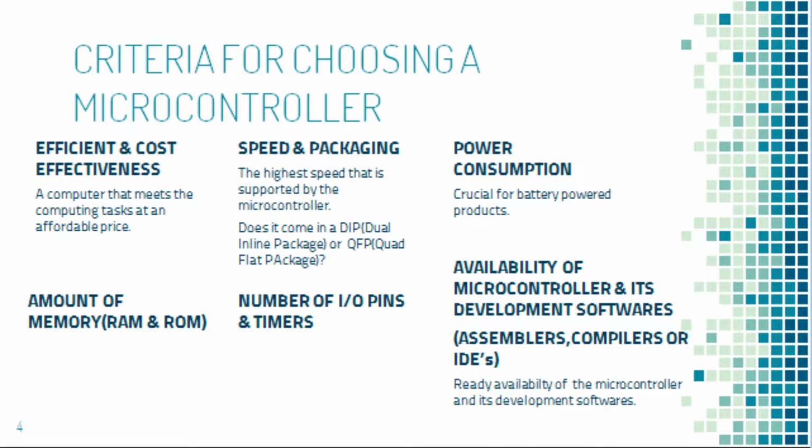The third criterion is the power consumption by the microcontroller. It is crucial for battery powered embedded products. The fourth criterion is the amount of memory. The amount of ROM determines how much code we can actually write for a certain microcontroller. And the fifth criterion is the number of input output pins, timers, and other peripherals.